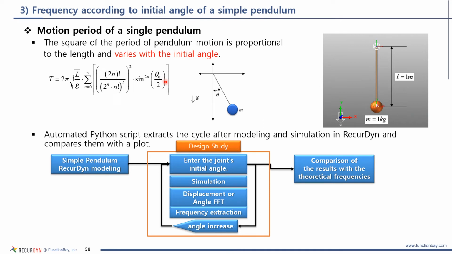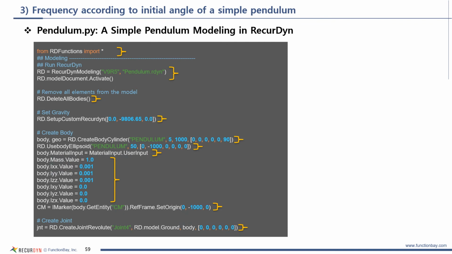Since we use multi-body dynamics, we can use the full formula. I created a code to check if the result calculated by RecurDyn is the same as the theoretical result of the complex formula. Like the previous 4-bar linkage model, the simple pendulum is created, and the initial angle is changed, then simulation result is compared with the theoretical result using Python script. Let me show you the code.